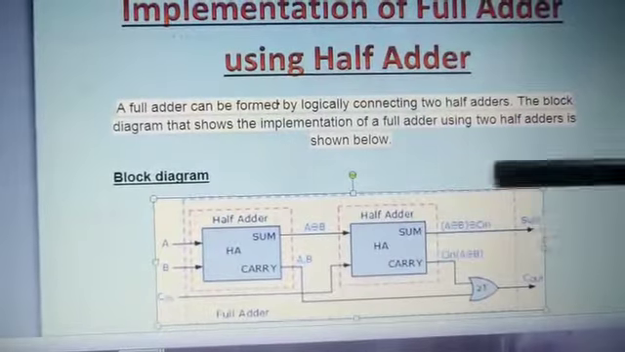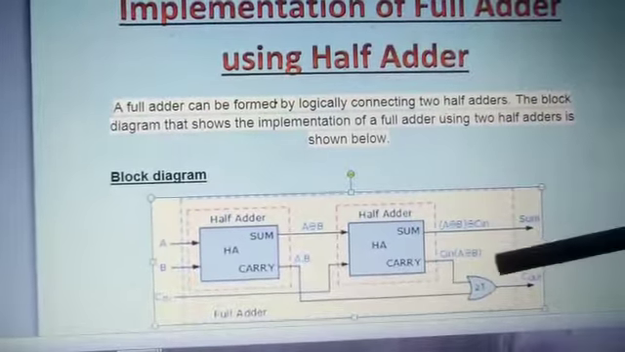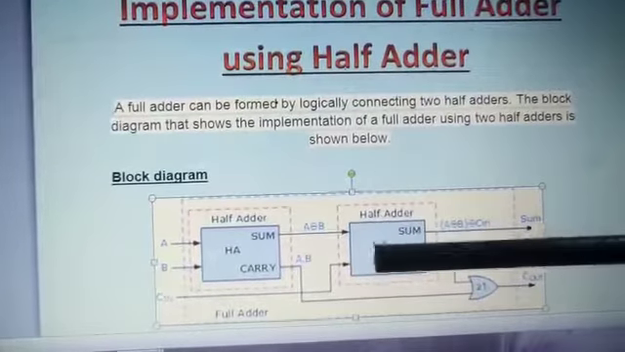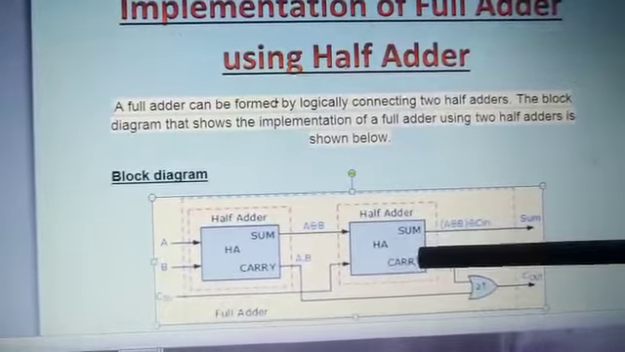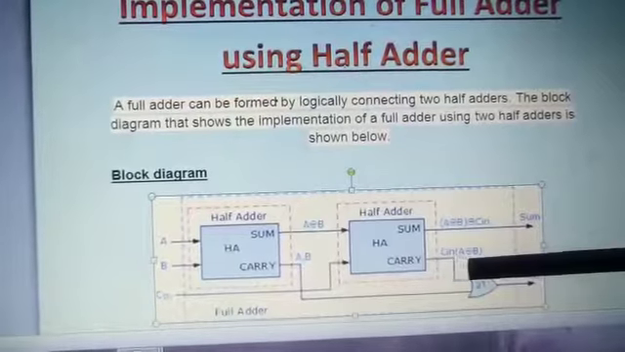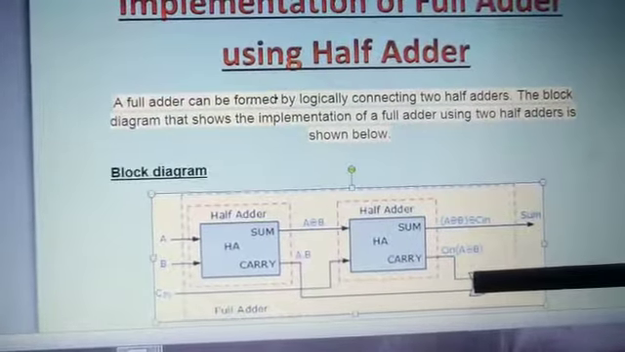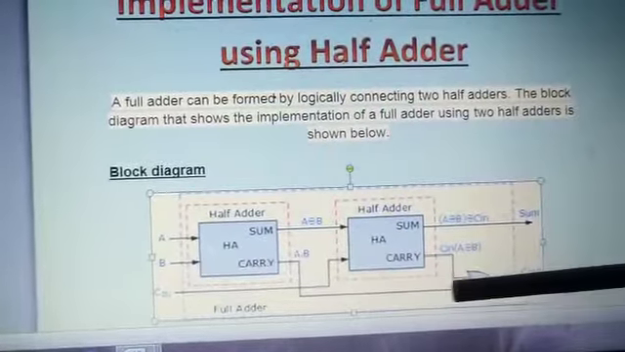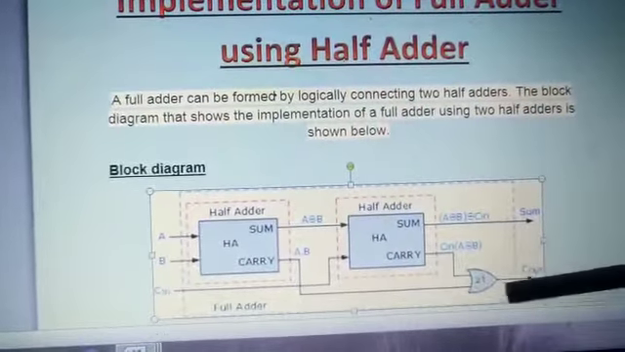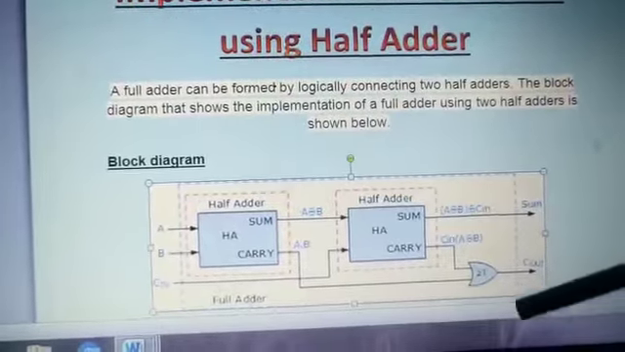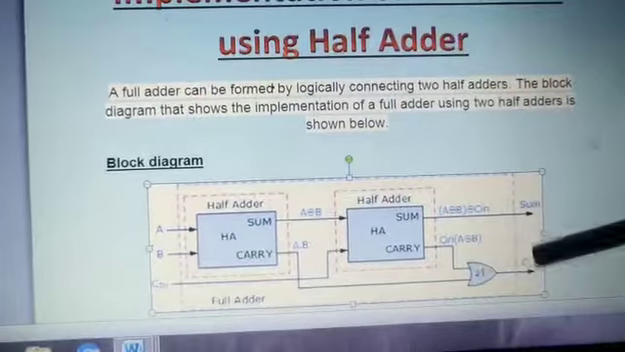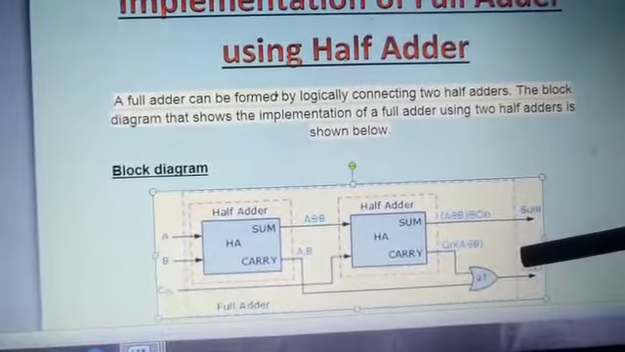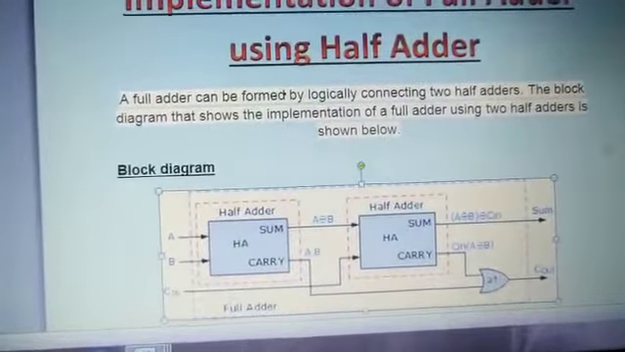Now how do we generate the output of the second half adder? The sum we get directly, but the carry part we do not get directly. Whatever carry we get from the second half adder, and the carry of the first half adder, are combined in an OR gate, and then we get our final C out for the full adder.